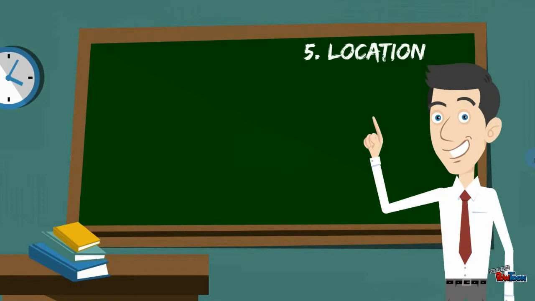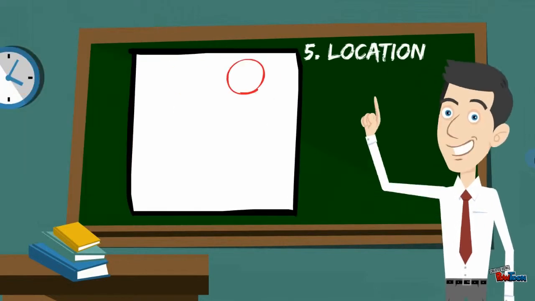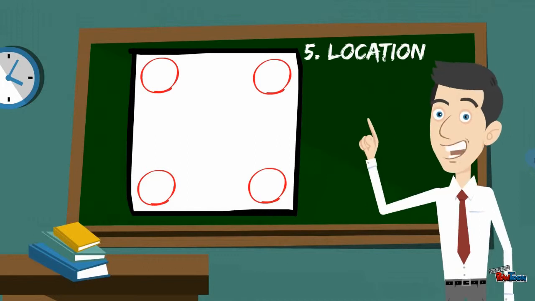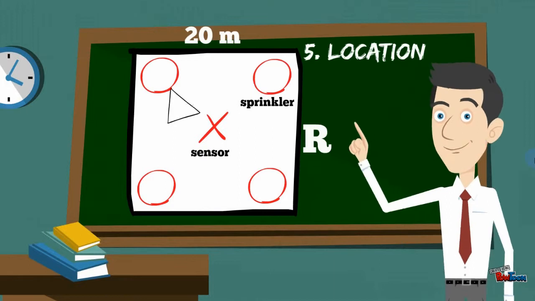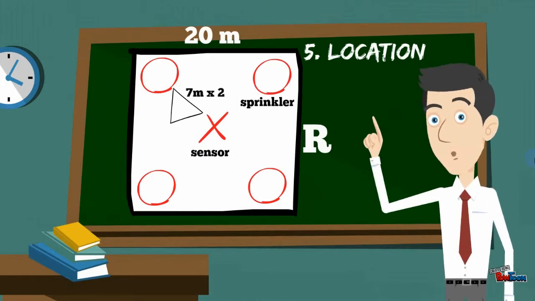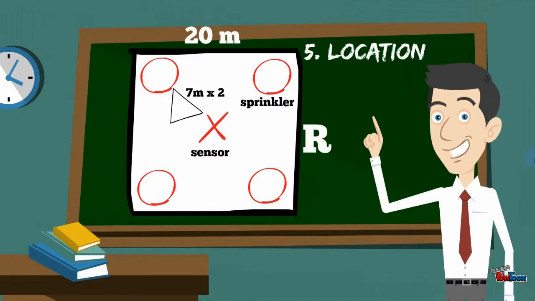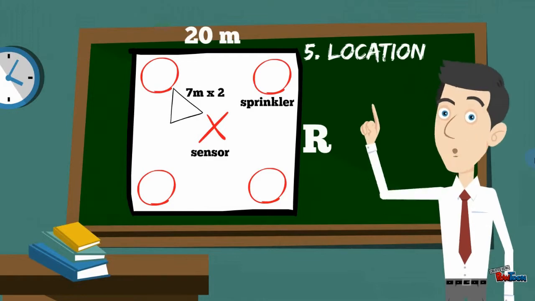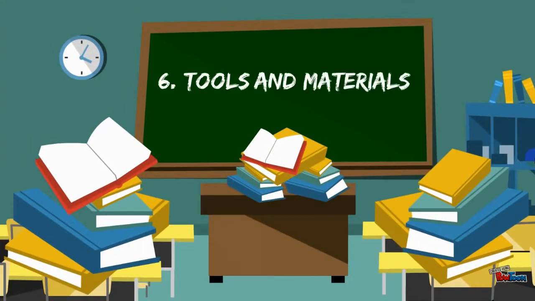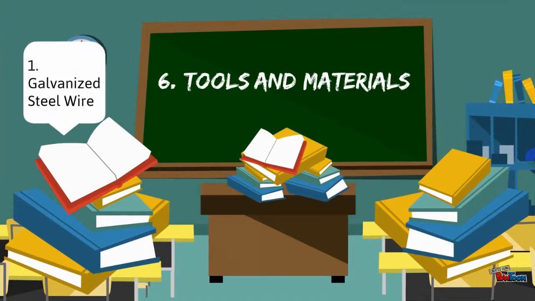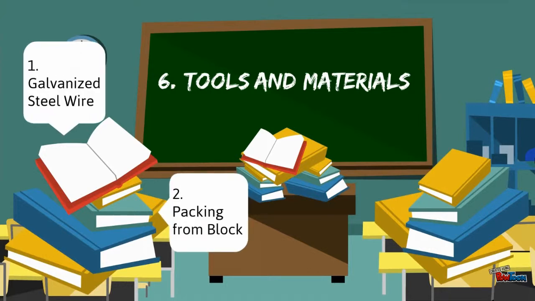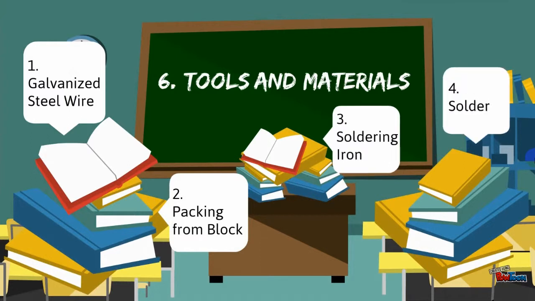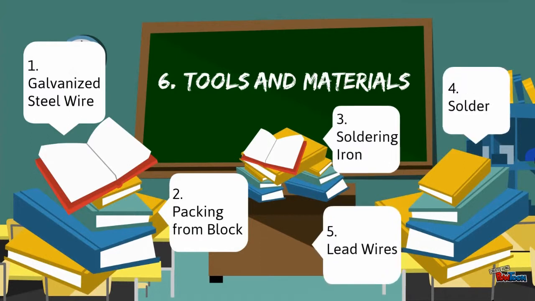Fifth, location of sensors. Each pair of humidity sensor and temperature sensor is located in the middle of 4 sprinklers. Each sprinkler is separated 20 meters away because the range of the sprinklers is 10 meters. Therefore, the distance between a sprinkler and the pair of sensors is about 7 meters. Sixth, tools and materials. Galvanized steel wire 12 gauge or equivalent. Packing foam block. Soldering iron and solder. Lead wires.